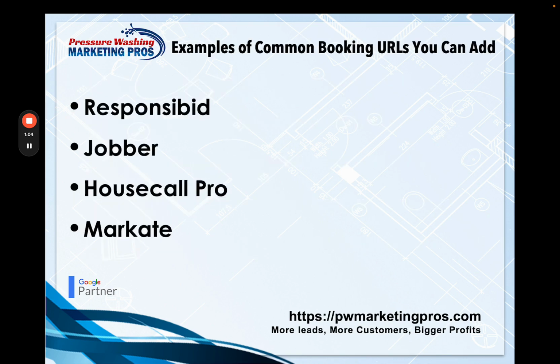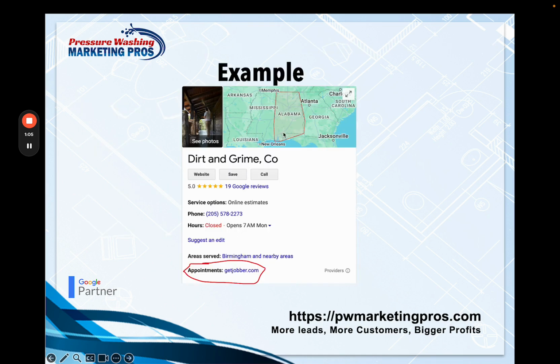So, examples of common booking URLs that you can add. A lot of people, guys, as pressure washing businesses, these are some of the main ones that you will add, right? You have your Responsibid, your Jobber, your Housecall Pro, your Markate. So these are simple booking URLs, guys. Here's an example. I know I used him as an example for how not to list your service area, but he has a booking URL right here, guys. As you can see, it's a Jobber link, right, guys? So he has his website, but he also has his Jobber link right here that people can go out and fill their information out, guys. So this is why it's important to have that booking link.